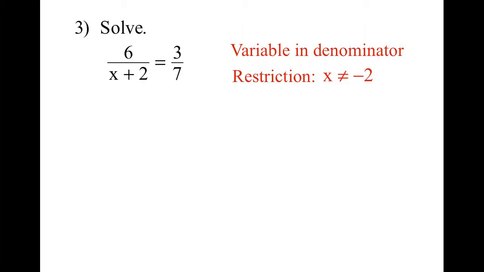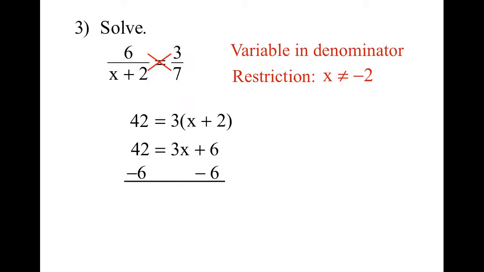So now I cross multiply. 6 times 7 is 42. And x plus 2 times the quantity of 3 is equal to. I do my distributing and solve for the variable. Subtract 6 from both sides, divide both sides by 3, and x is equal to 12. Pause the recording if you need to keep checking.